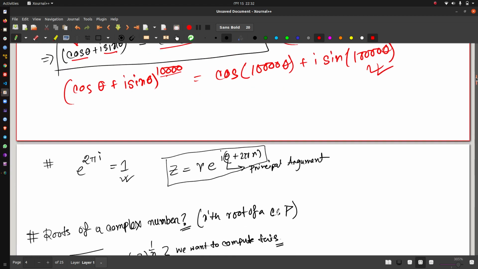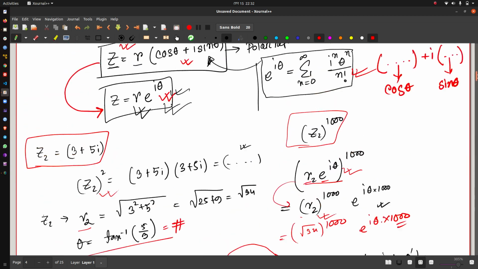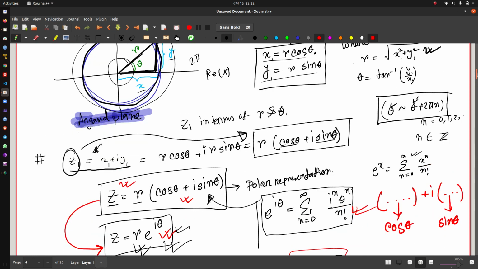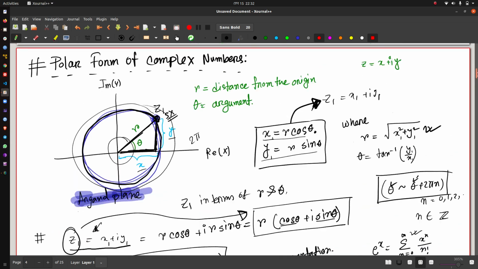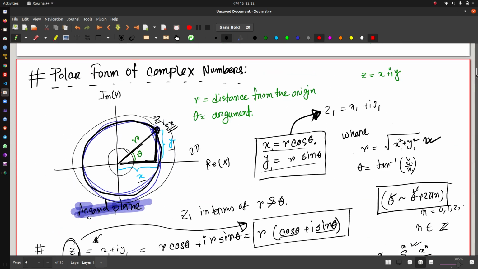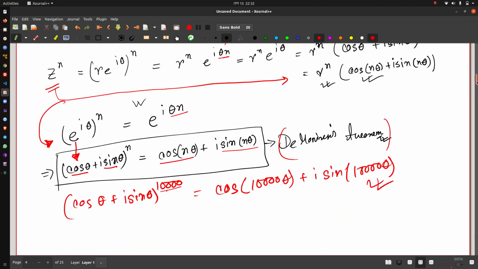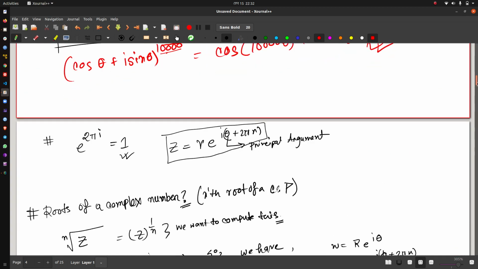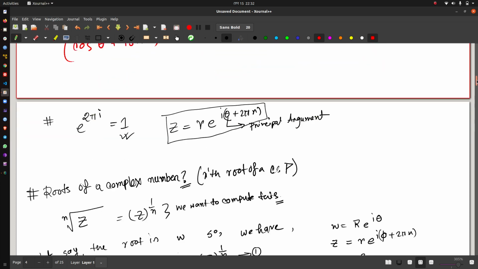So now we want to clarify more about our theta, because our argument that we discussed earlier in the previous lecture, you saw that we gave special emphasis on the principal argument. So we want to do things in terms of principal argument because it's a well defined thing, right?